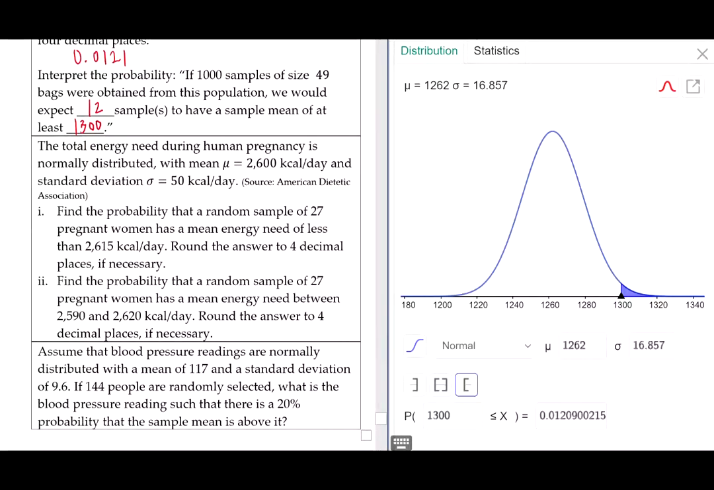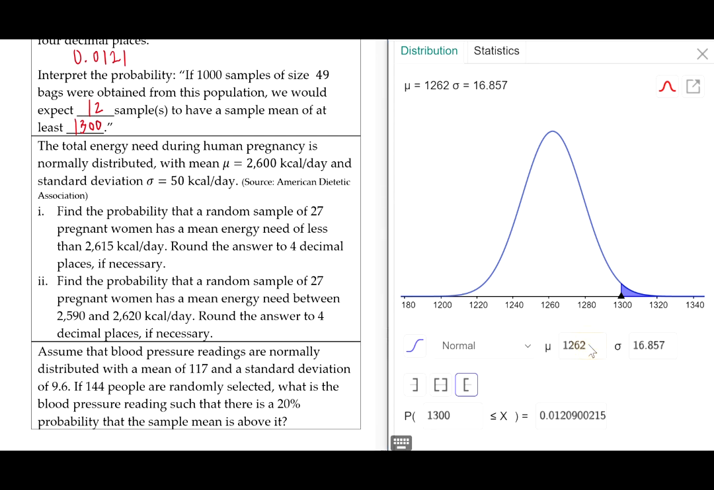Okay, let's look at the next question. The total energy need during human pregnancy is normally distributed with mean mu equals 2,600 kcals per day and standard deviation sigma equals 50. Find the probability that a random sample of 27 pregnant women has a mean energy need of less than 2615 kcals per day.